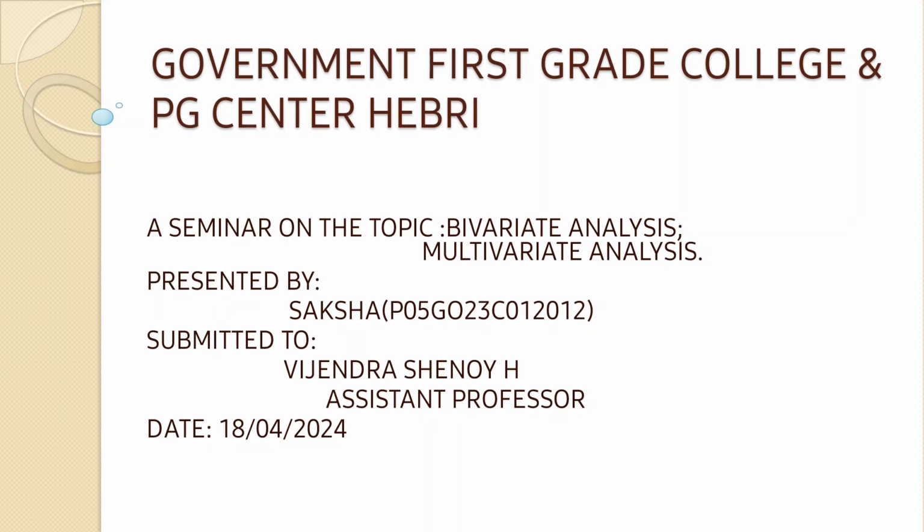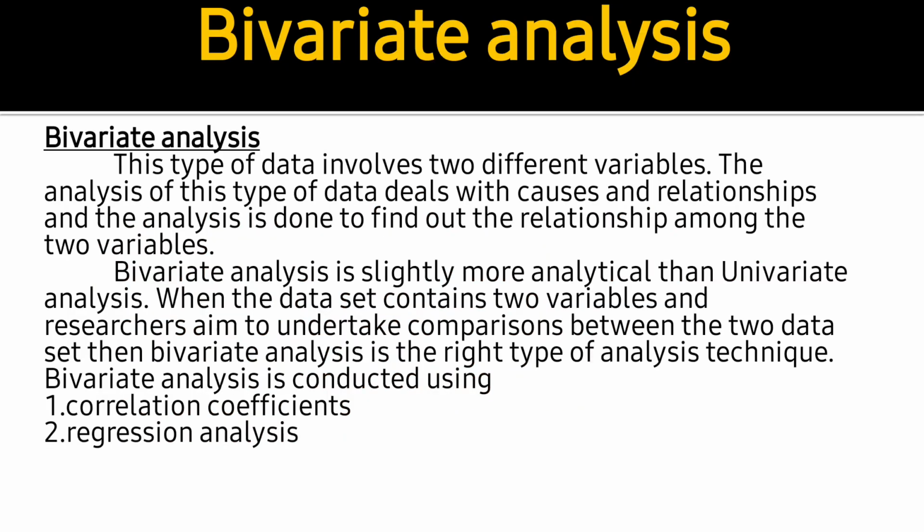Myself Saksha. My topic is bivariate analysis and multivariate analysis. First one, meaning of bivariate analysis. Bivariate analysis refers to data that involve exactly two variables. The analysis of bivariate data focuses on the relationship between these two variables. For example, studying the correlation between the height and weight of individuals would involve bivariate data analysis.